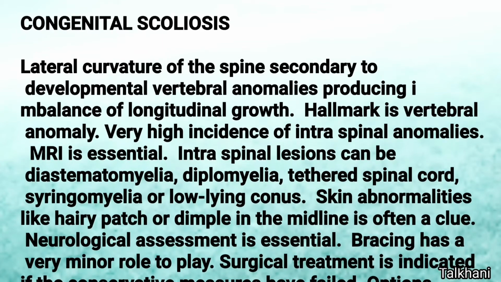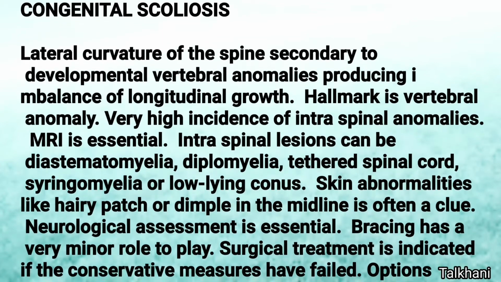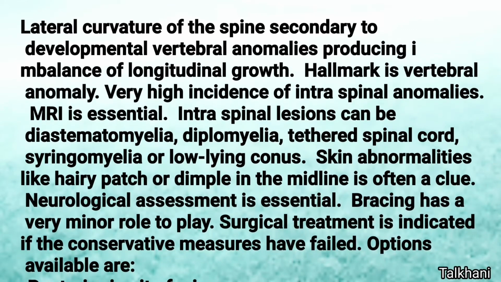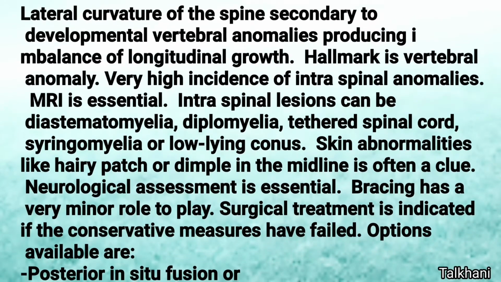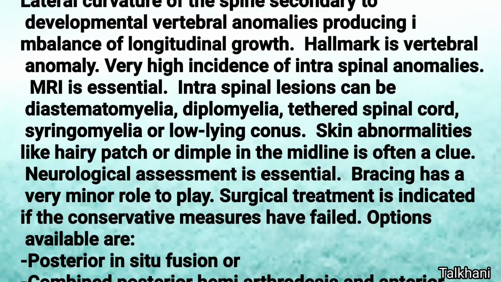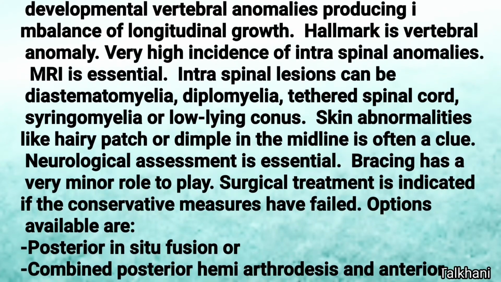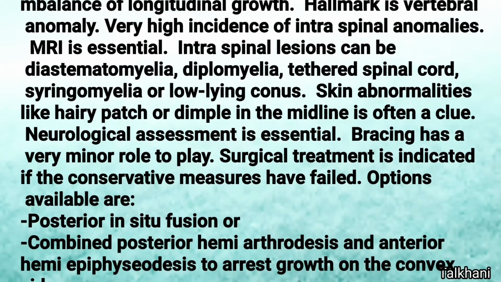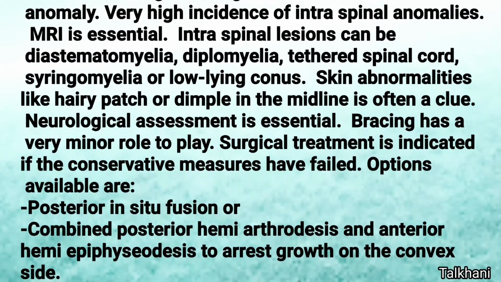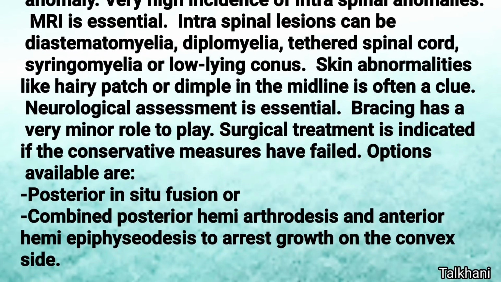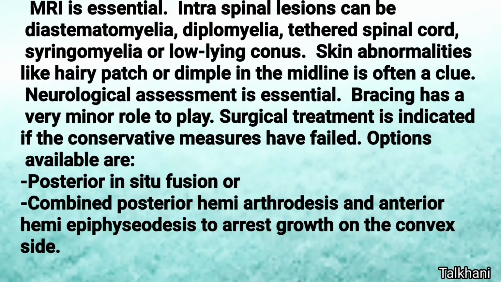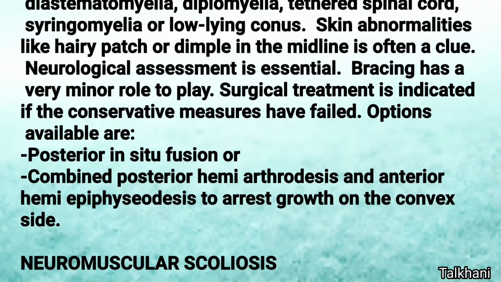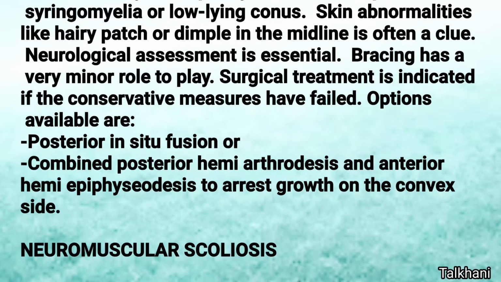of the longitudinal growth. Hallmark here is vertebral anomaly in congenital scoliosis. Very high incidence of intraspinal anomalies are associated with congenital scoliosis. MRI is essential. Associated lesions can be diastematomyelia, diplomyelia, tethered spinal cord, syringomyelia, or low-lying conus. Skin abnormalities like hairy patch or dimple in the midline is a helpful clue.